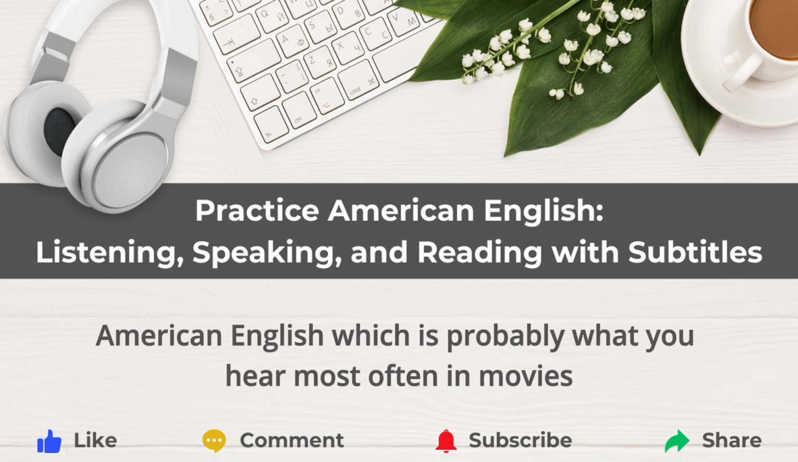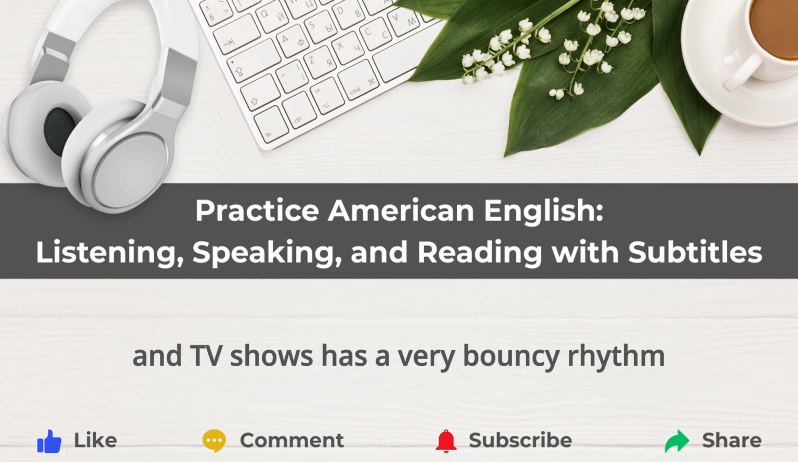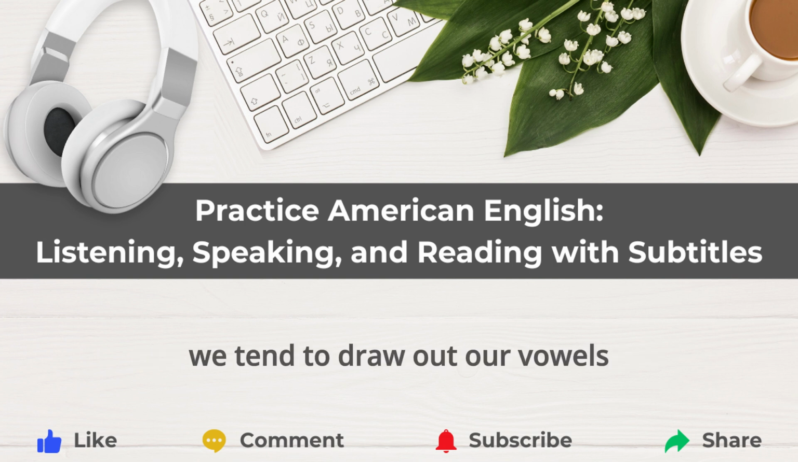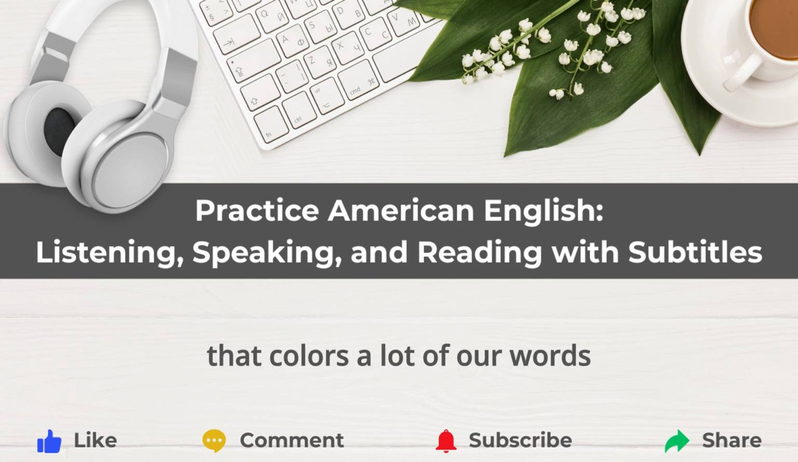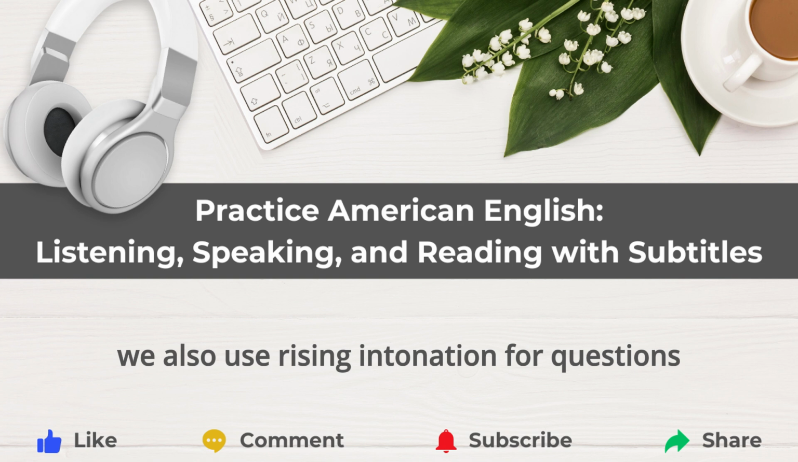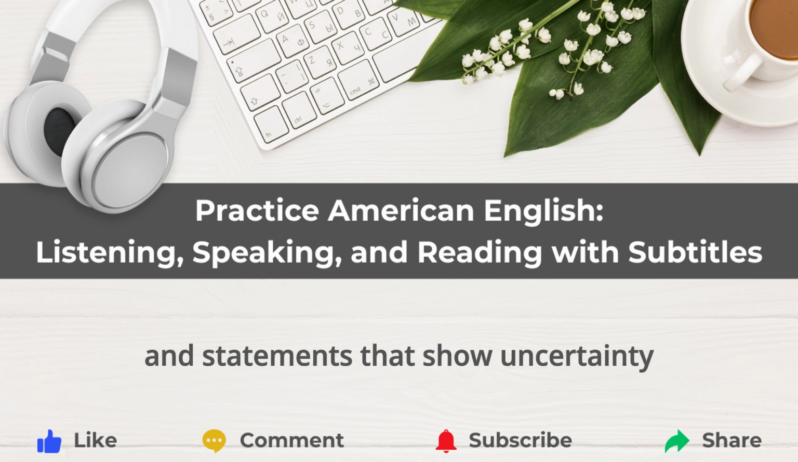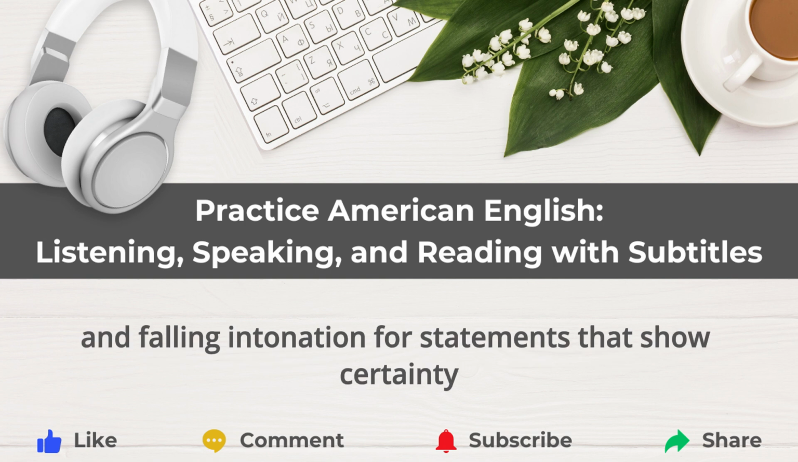American English, which is probably what you hear most often in movies and TV shows, has a very bouncy rhythm. We tend to drawl out our vowels, and we have something called the American R sound that colors a lot of our words. We also use rising intonation for questions and statements that show uncertainty, and falling intonation for statements that show certainty.